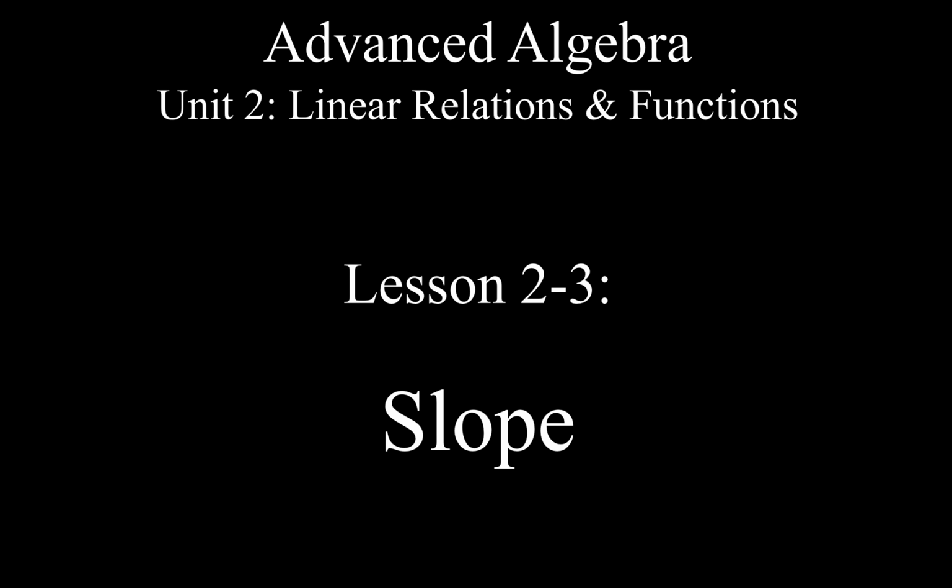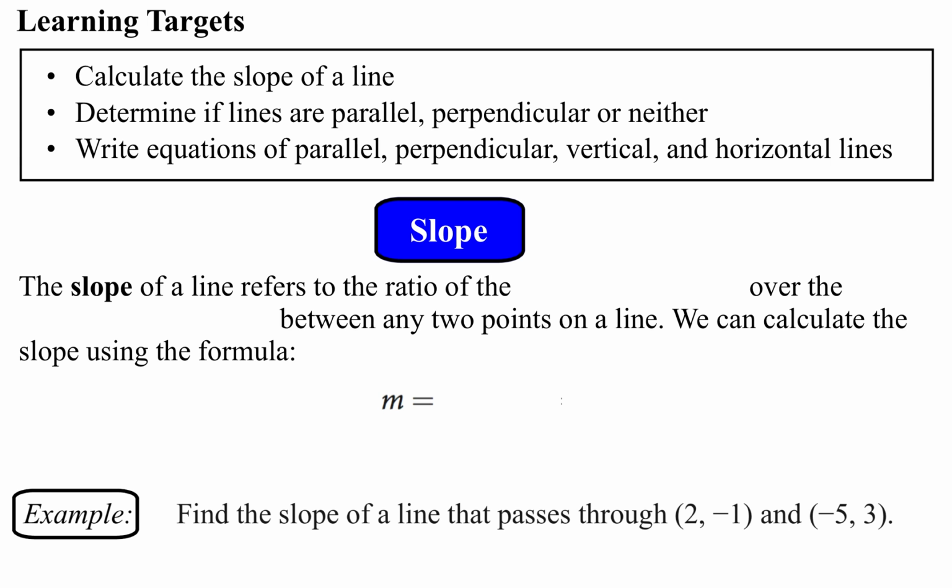And welcome back to Lesson 3 of Unit 2 on slope. A couple of things we'll be doing in this lesson. We'll be calculating the slope of a line using the slope formula. We will also be determining whether lines are parallel, perpendicular, or neither, and we'll be writing equations of those lines, whether they're parallel, perpendicular, vertical, or horizontal.